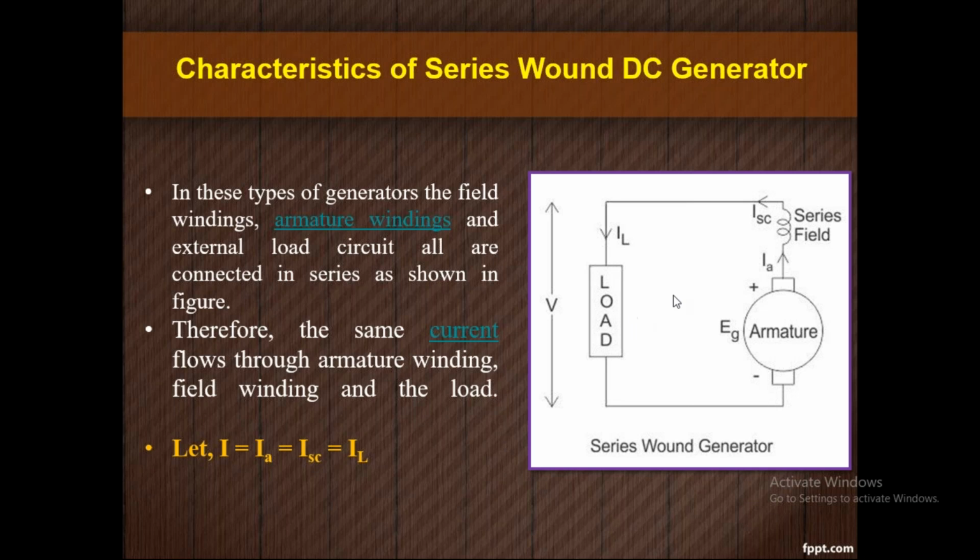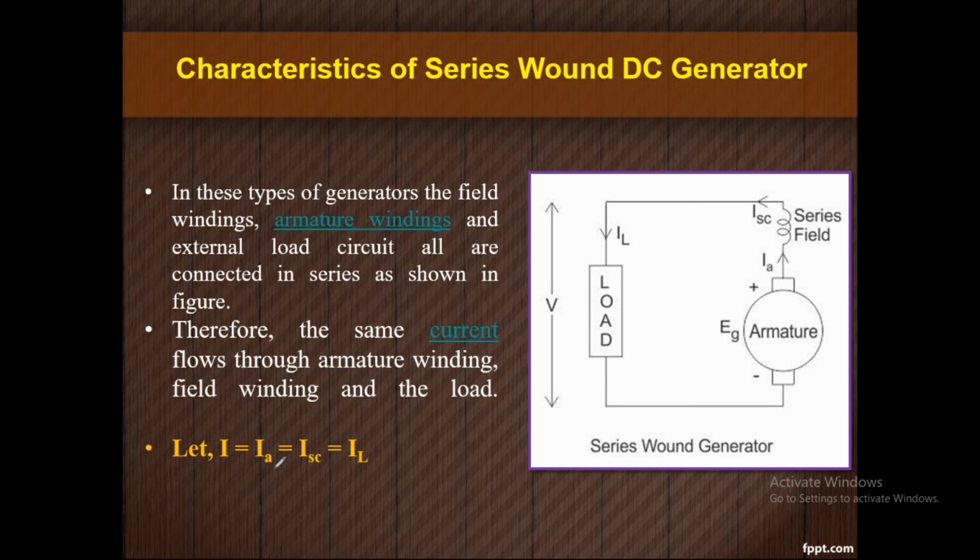Right. If you see this diagram, the number of turns in the series field winding is less. So while designing the generator, the series field winding has fewer turns and thick wire. While the shunt field winding has more turns and thin wire. Due to this, the shunt field winding has more resistance and the series winding has less resistance. Now, in this series wound DC generator, the current through all elements is equal to I.